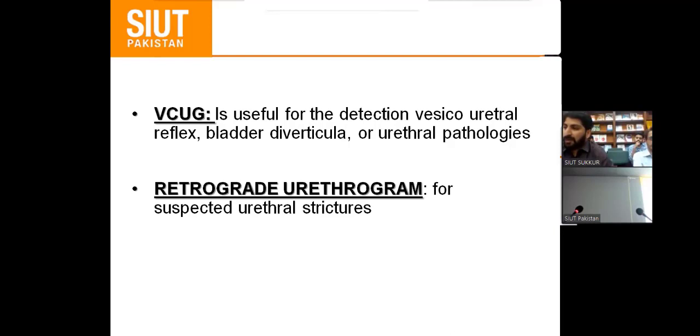Voiding cystourethrogram is useful for the detection of vesicoureteral reflux, bladder diverticula, and urethral pathologies. Again, retrograde urethrogram is for suspected urethral strictures.